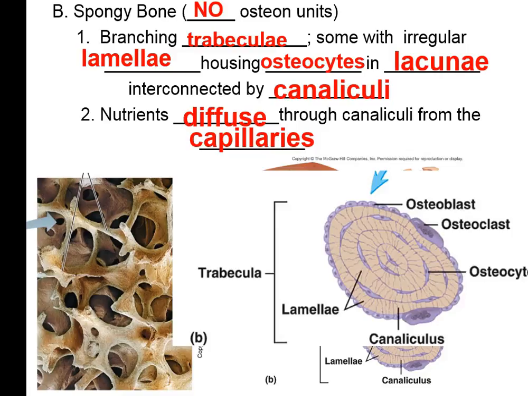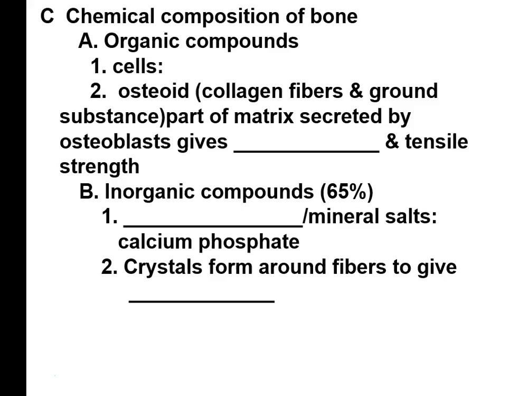And so you see an irregular lamella with the osteocytes still in lacunae, still have the canaliculi, but this time we're going to diffuse the blood in. There is no central canal. So that was a microscopic overview of compact and spongy bone.